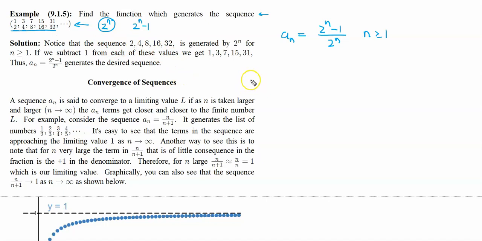Let's look at one more before we move on to the next topic. Suppose you were given this sequence.